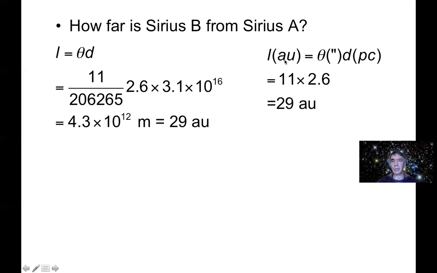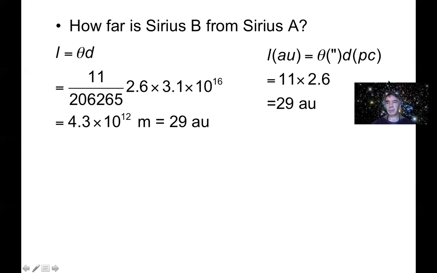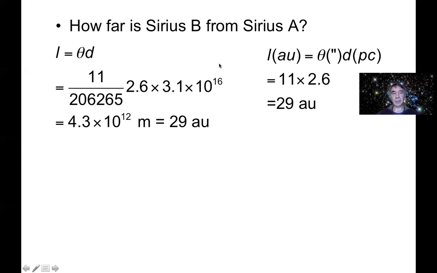If you put the physical length in AU, the angle in arc seconds, and the distance in parsecs, then everything works, because this length will be 1 AU if this is 1 arc second and this is 1 parsec. So if you want the answer in AU, you just do 11 arc seconds times 2.6 parsecs, and you get 29 AU straight away. But whatever you do, don't mix these two things up, or else you get in terrible trouble. If you want to play safe, do it in SI units. If you're confident in what you're doing, then you can use these units here.